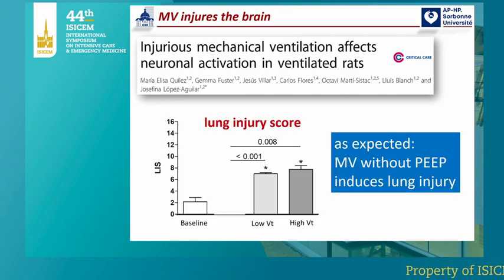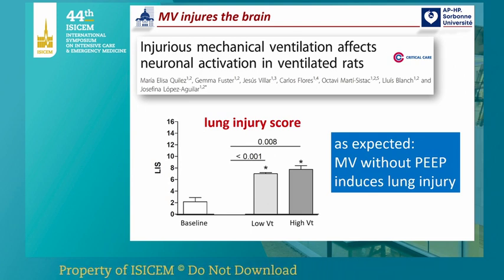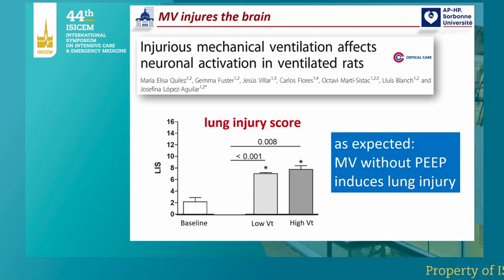So, of course, in terms of effect on the lungs, we are not surprised. It is completely expected. If we look at the lung injury score, for instance, which is a kind of histological score, you see that both groups with mechanical ventilation are associated with an increased lung injury score, very high actually. You see between 8 and 10. And it was not the case for the baseline control group, of course, because there was no mechanical ventilation.